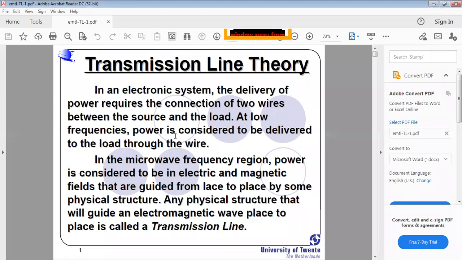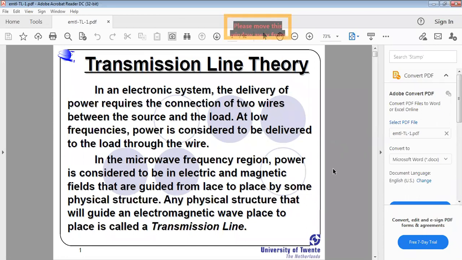Okay. What we learned in the last class? Not from the first slide. In the last class, we discussed transmission line equations in terms of primary and secondary constants. So this is the transmission line theory, and what is meant by transmission line.